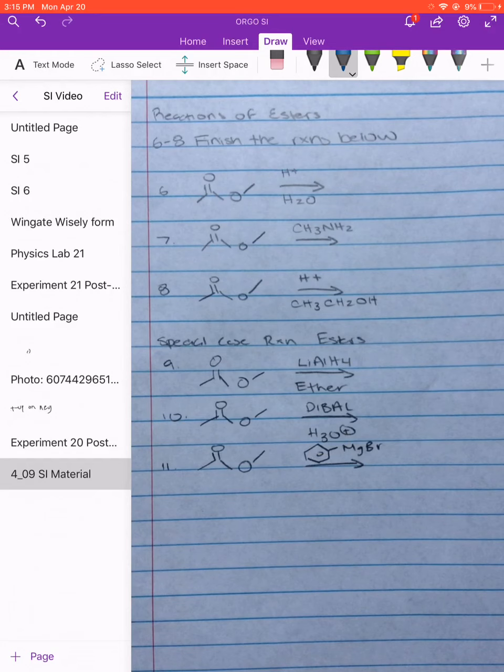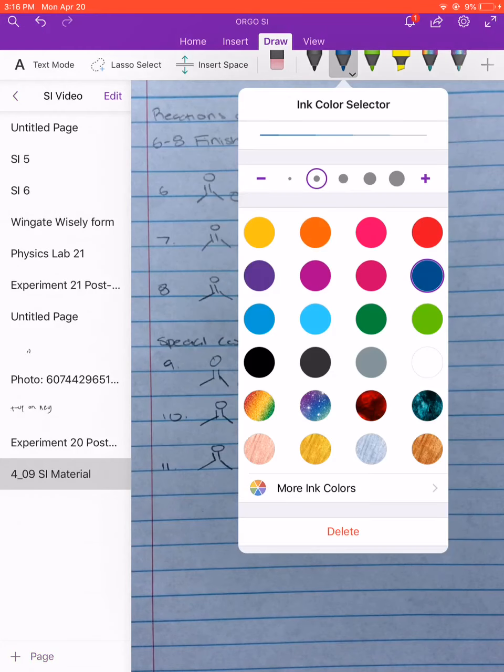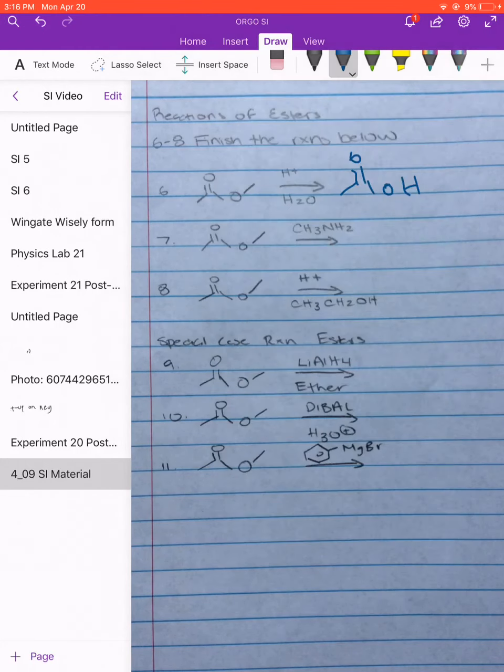So, reactions of esters. For 6 to 8, we're going to finish the reactions, and for 9 through 11, we're going to go over special case reactions of esters. So for 6 through 8, what happens if we have H plus, an acid, and water with an ester? So we're going to form a carboxylic acid. Actually, let me make this a little bit thicker. I think that'll be better.